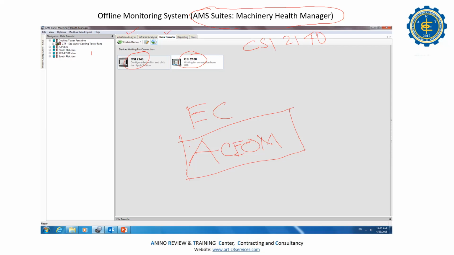In your ACOM, you have a route. You can make a route. Yeah, we have a route. It's the same with CSI, also a route. Okay, it's good.